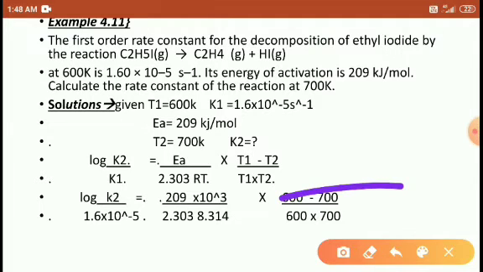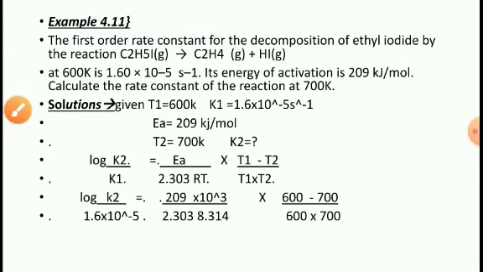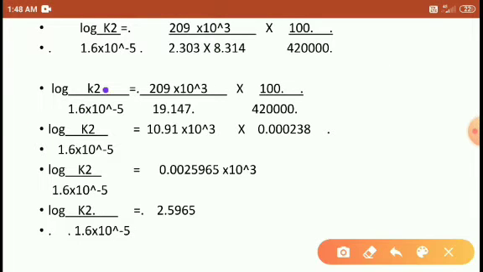After this we get log K2 by 1.6 × 10^-5 equals 209 × 10^3 divided by 2.303 × 8.314, times 100 by 420000, right students? Okay, log K2 by 1.6 × 10^-5. After that we multiply 2.303 and 8.314, and we get 19.147, right? Next we have to divide 100 by 420000.